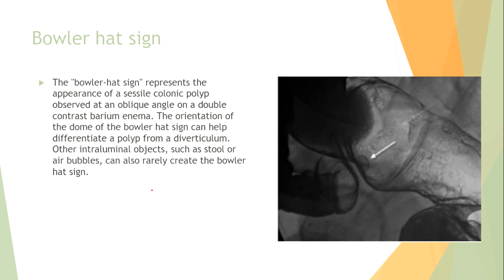Bowler hat sign. The bowler hat sign represents the appearance of a cecal or colonic polyp observed at an oblique angle on a double contrast barium enema. The orientation of the dome of the bowler hat sign can help differentiate a polyp from a diverticulum. Other intramural objects such as stool or air bubbles can also rarely create the bowler hat sign.